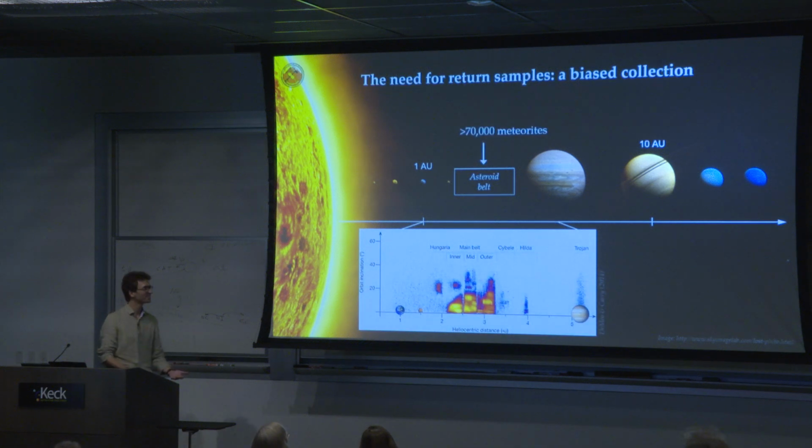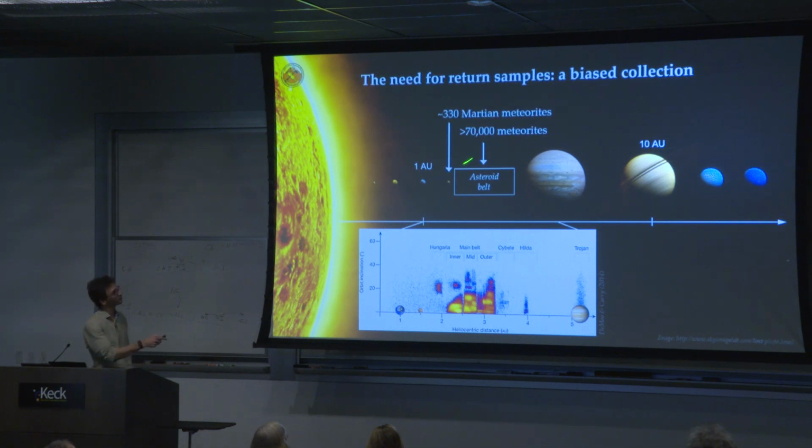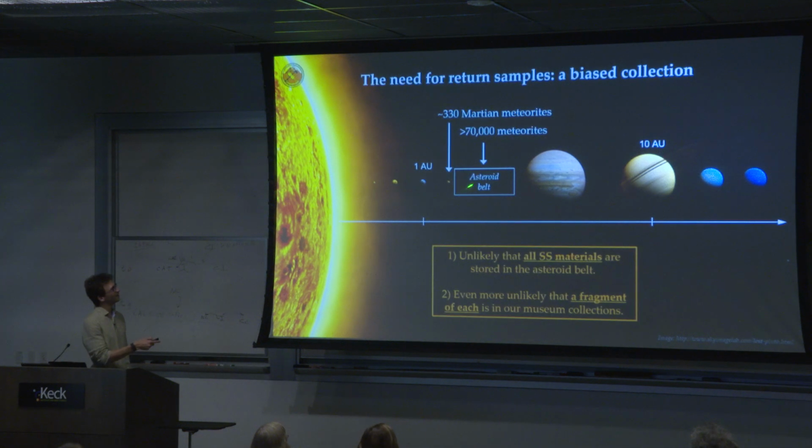Now, why would we be missing this material? This is what we have access to. Most of our samples come from asteroids. Asteroids come from the asteroid belt. We have lots and lots of meteorites, but that's a very small sampling. And then we also get some Martian meteorites. But the assumption is that what we have is representative, which is very unlikely. It's very unlikely that the asteroid belt contains all the solar system materials, and that if it did, we got a sample of each of them in our collection. So we really need to go and get the samples ourselves.